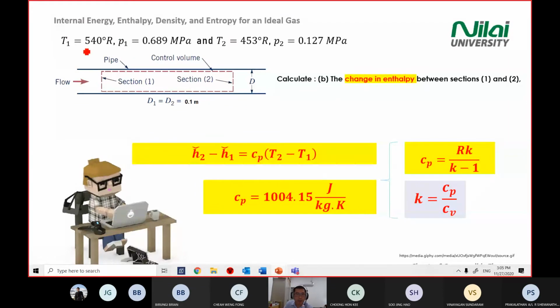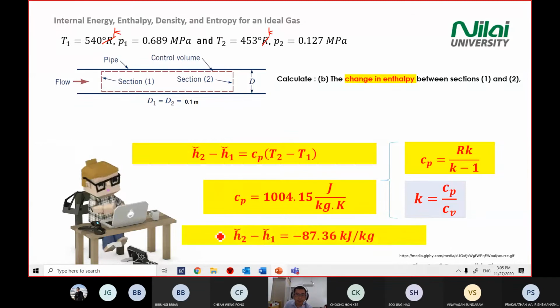Substitute all the values you know. You have the T1 and T2 values here. Again, the temperature here is Kelvin, not Rankine. You will have your change of enthalpy is negative again, which means there's a loss of enthalpy. All right. So negative 7 point something kilojoule over kilogram.